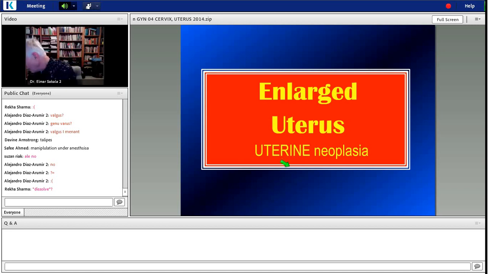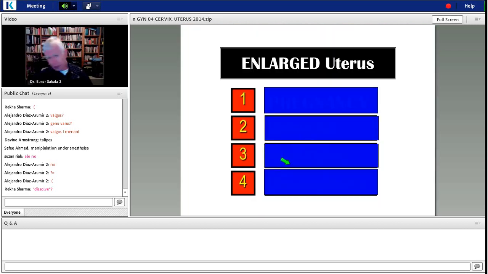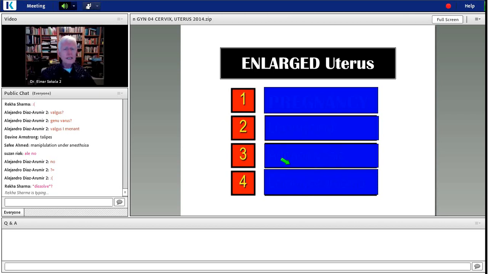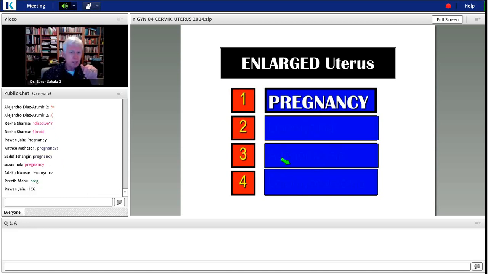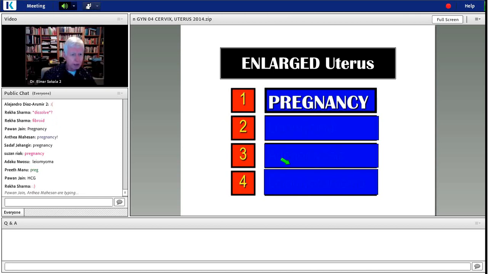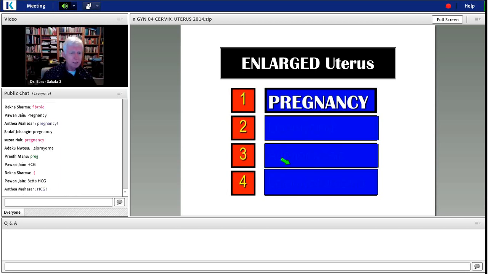Okay, the enlarged uterus, page 179. What cause of an enlarged uterus in the reproductive years? Don't miss this one. Exactly. Pregnancy. Next step in management, beta HCG. On the exam, you have a patient who comes in with an enlarged uterus. Doctor, I've never had sex. I can't be pregnant. The next step in management, beta HCG.